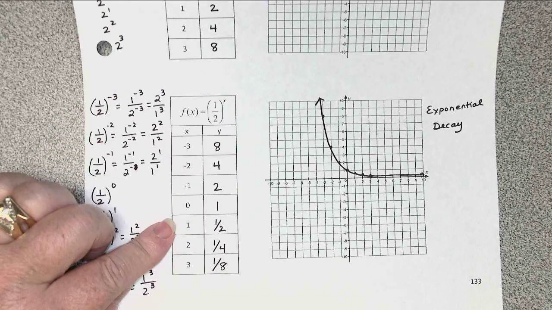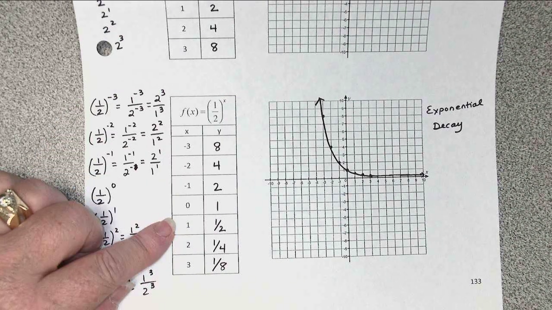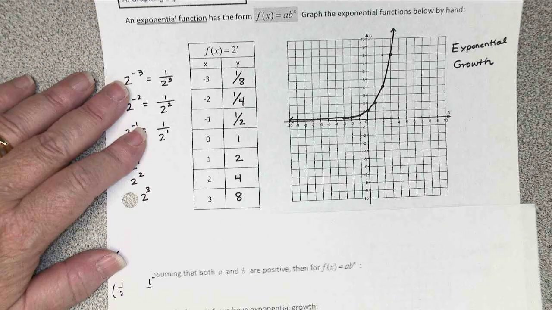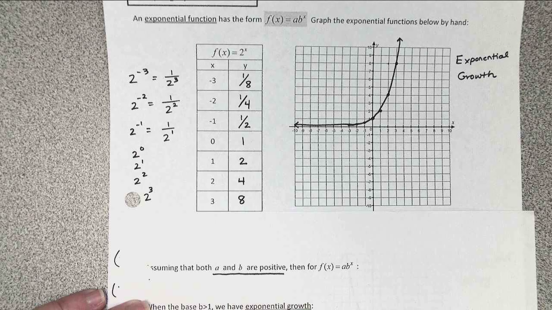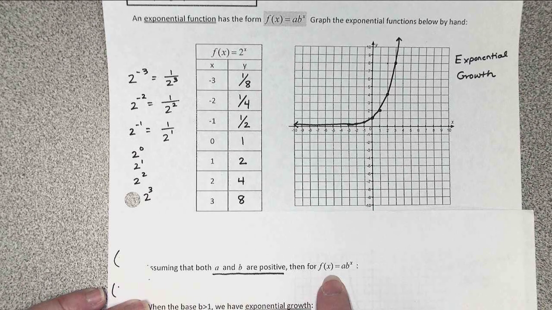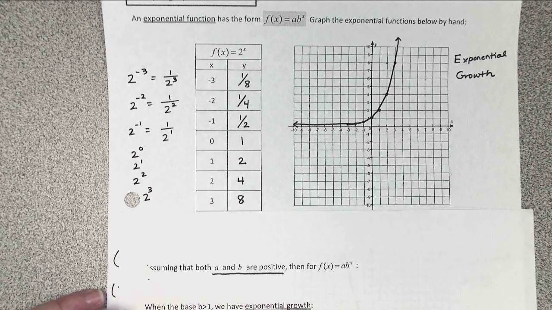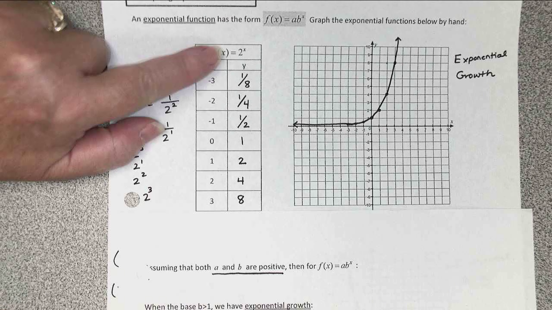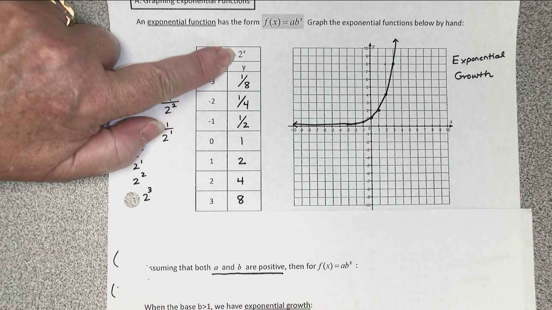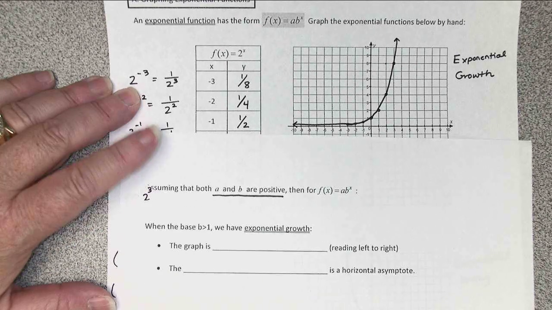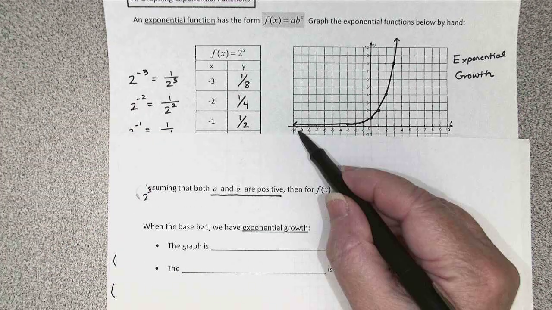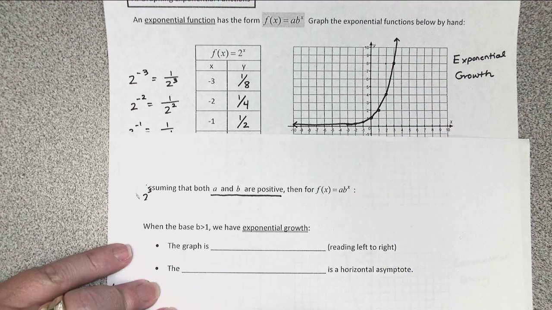All right, on the next page, we've got just some sort of summaries of what we're seeing here. So I'm going to leave our graph up so we can do this. Assuming that both a and b are positive values for right now, then the function f of x is equal to a b to the x has the following properties. Anytime the base b is larger than 1, like it was here, we are going to always end up with exponential growth. And in any exponential growth function, notice our graph is increasing as we read it from left to right.